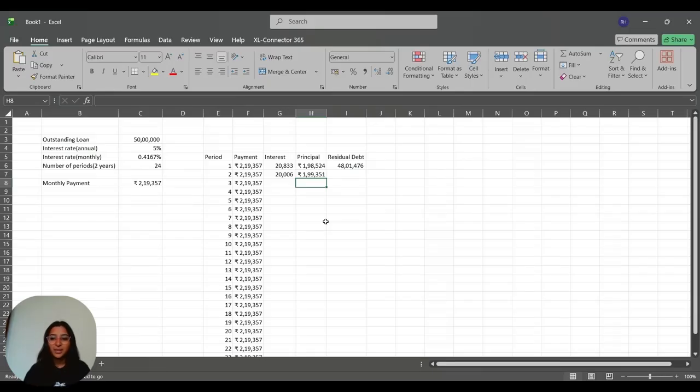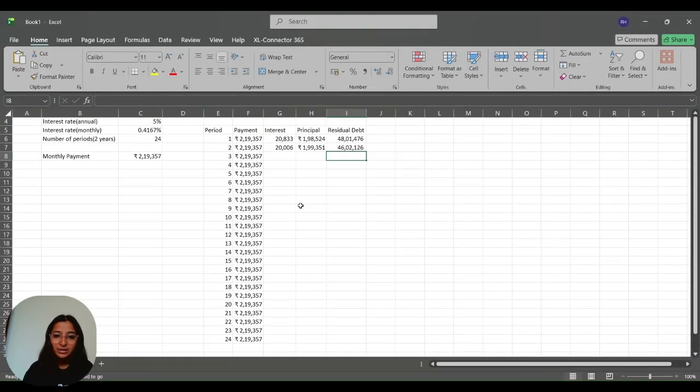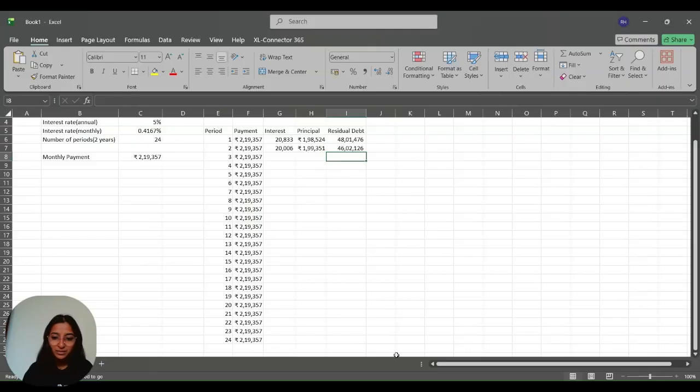So, because the EMI is fixed and the interest is falling, the principal portion must rise. So, for the first month, principal is 1,98,524, and we will calculate the same. Here, the residual debt is 48 lakh 1,476, out of which the actual principal paid is 1,99,351. So like this we will calculate till 24 months.